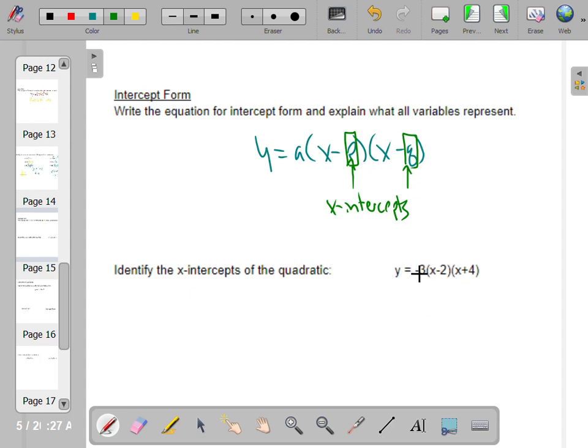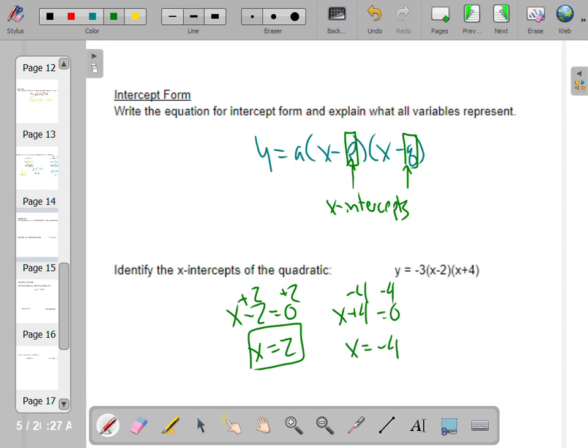So the x-intercepts are when y is 0, and we have this property called the zero product property that says if I can set one factor equal to 0, 0 times anything is 0. So when does x minus 2 equal 0? We'll solve it like an equation. When x equals 2. When does x plus 4 equal 0? Solve it like an equation. When x equals negative 4.